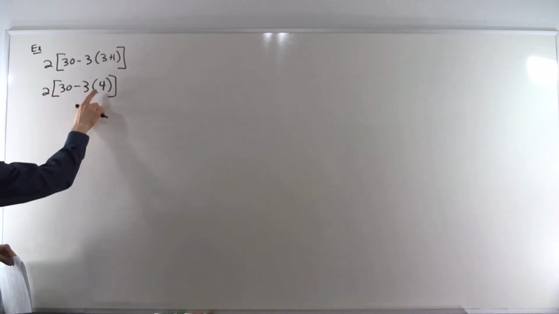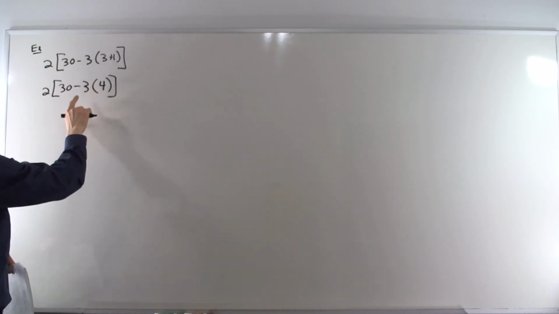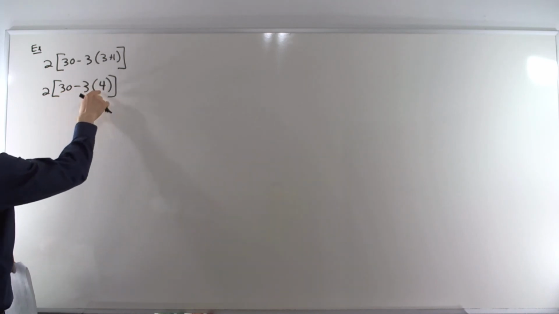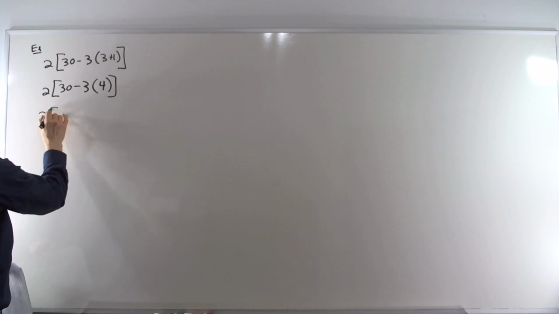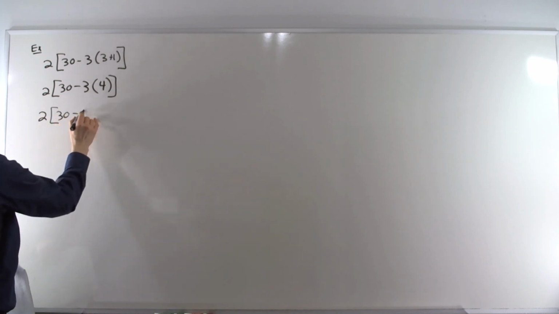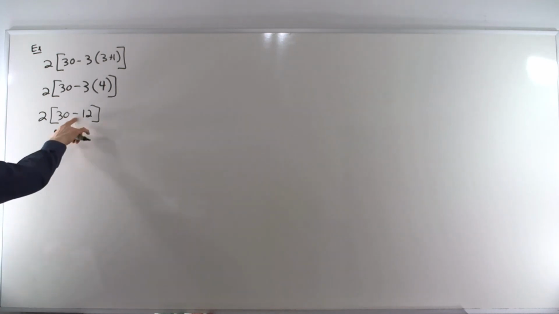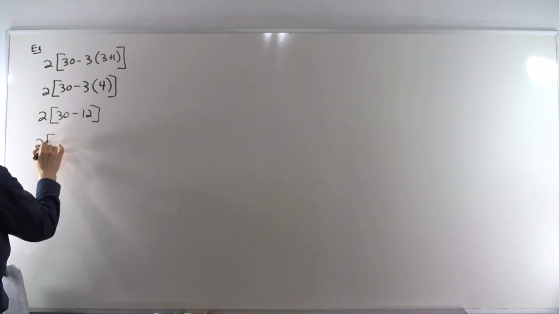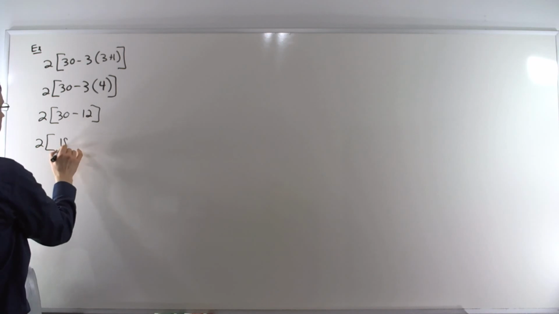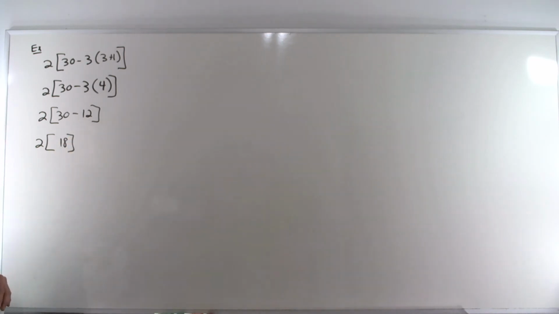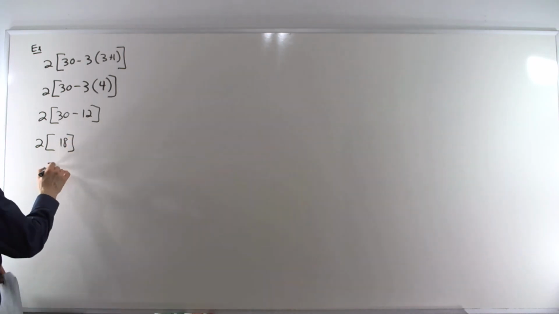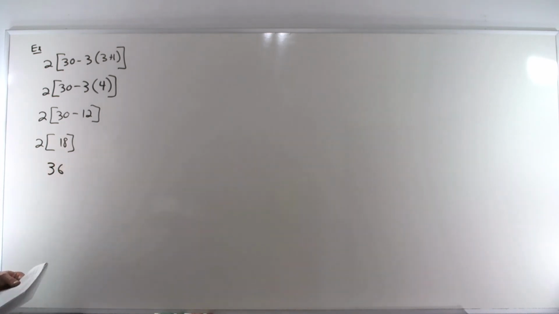Now we're going to work inside this grouping symbol. So we've got subtraction and multiplication, so we'll do the multiplication first. Now we can complete inside these parentheses. So that's 2 times 18. And finally, 2 times 18 is 36. Your turn, number 9.